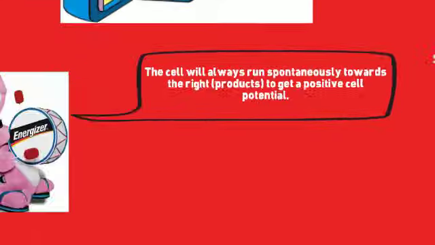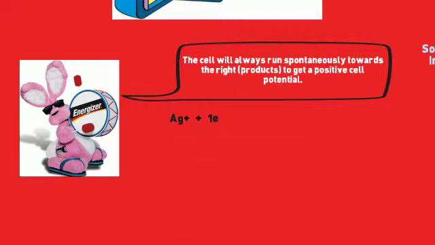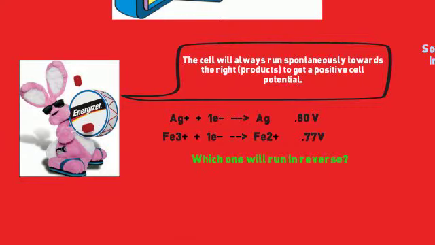So looking at an example, if we have silver plus 1 electron, we get silver solid, and that's 0.80 volts according to the back of the book. We could have Fe3+ plus an electron yields Fe2+, and that would be 0.77 volts. However, they both can't be reduction. One of these has to run in reverse. If you're going to put them together, they both can't be reduction. So what will actually happen? Which one will switch? Which one should we reverse?